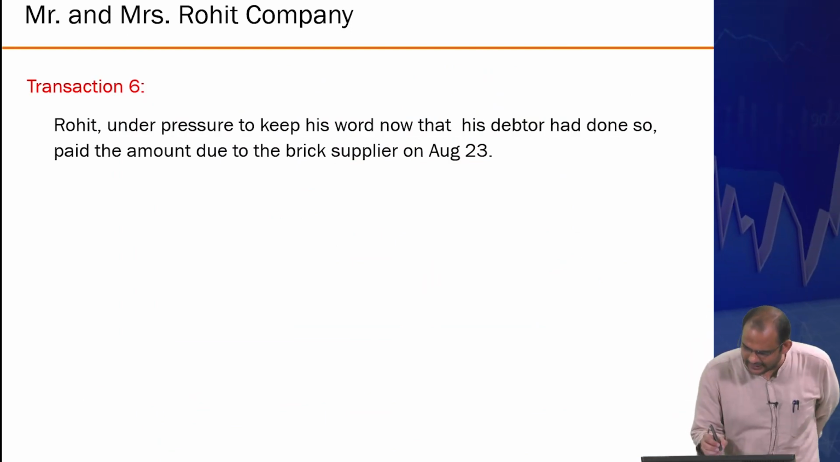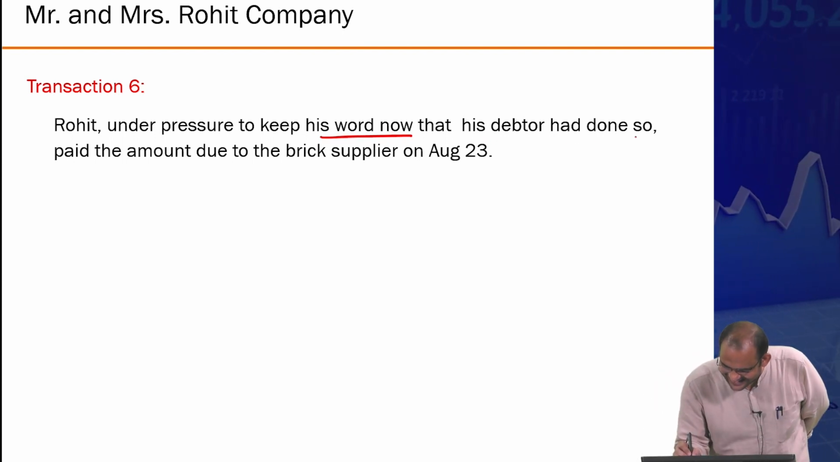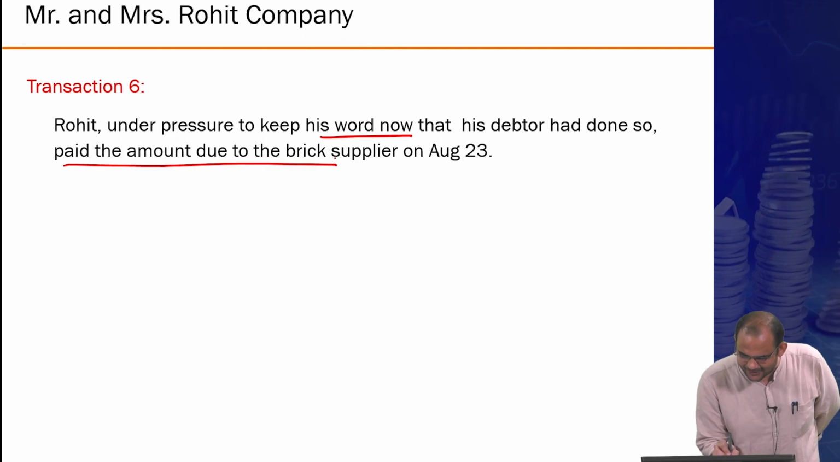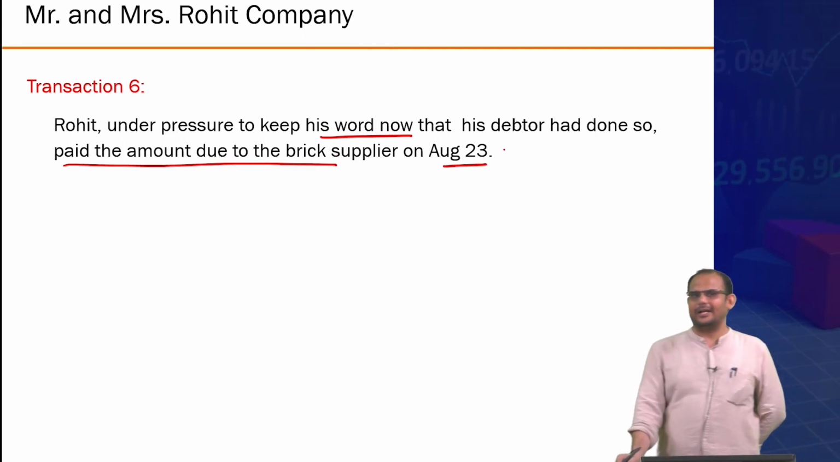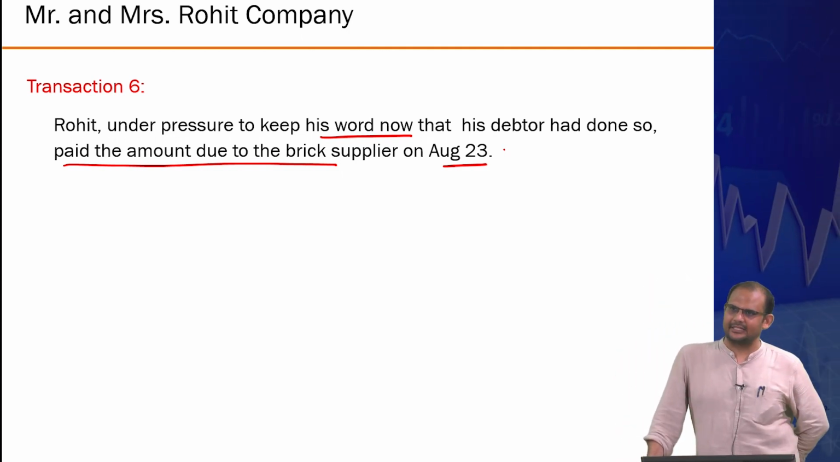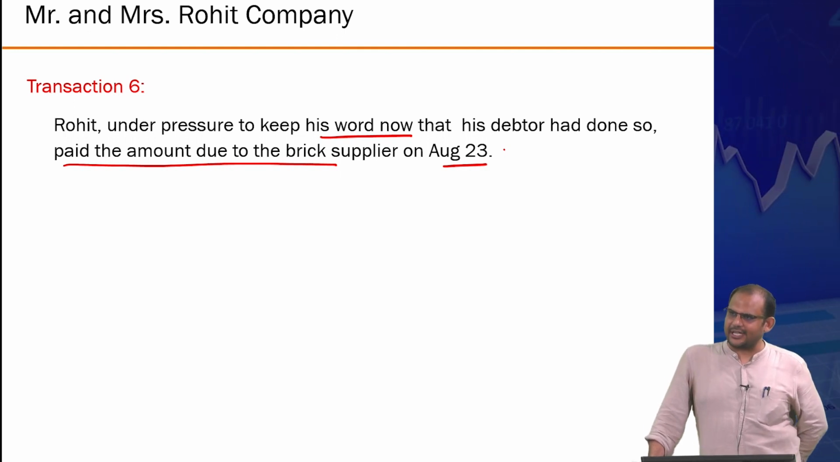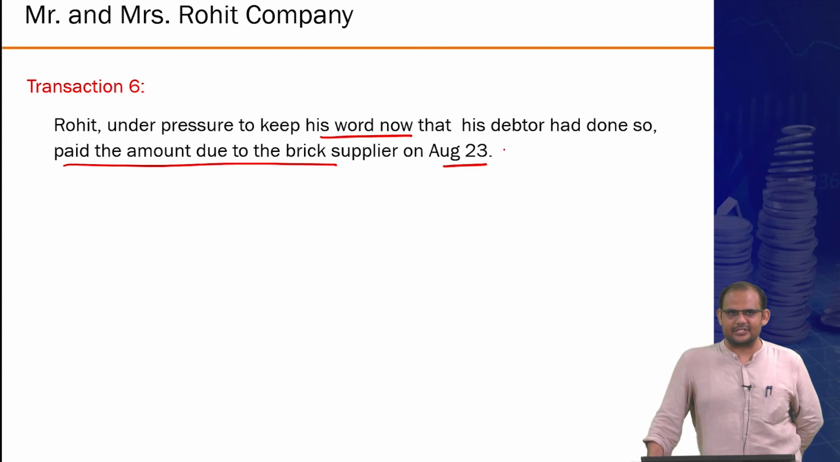Rohit, under pressure to keep his word now that the date has passed and his debtor had paid, paid the amount due to the brick supplier on August 23. What happens now? Cash decreases. Any other change on the asset side? What is the liability change?